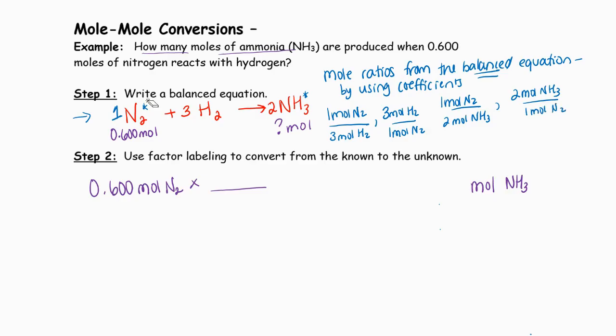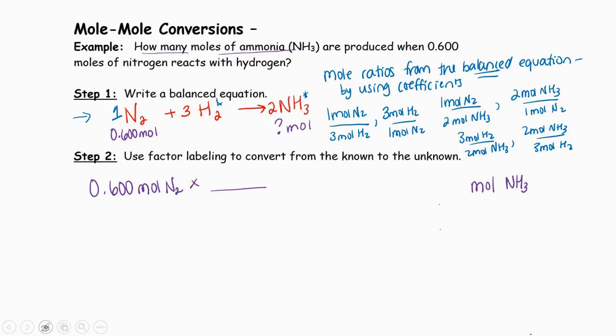And finally, if you wanted to, you can compare the H2 to the NH3. So we could have 3 moles H2 to 2 moles NH3. And of course, 2 moles NH3 could be on the top and 3 moles of H2. So you can pick any two things, any two substances, particle types, out of the balanced equation and compare them.